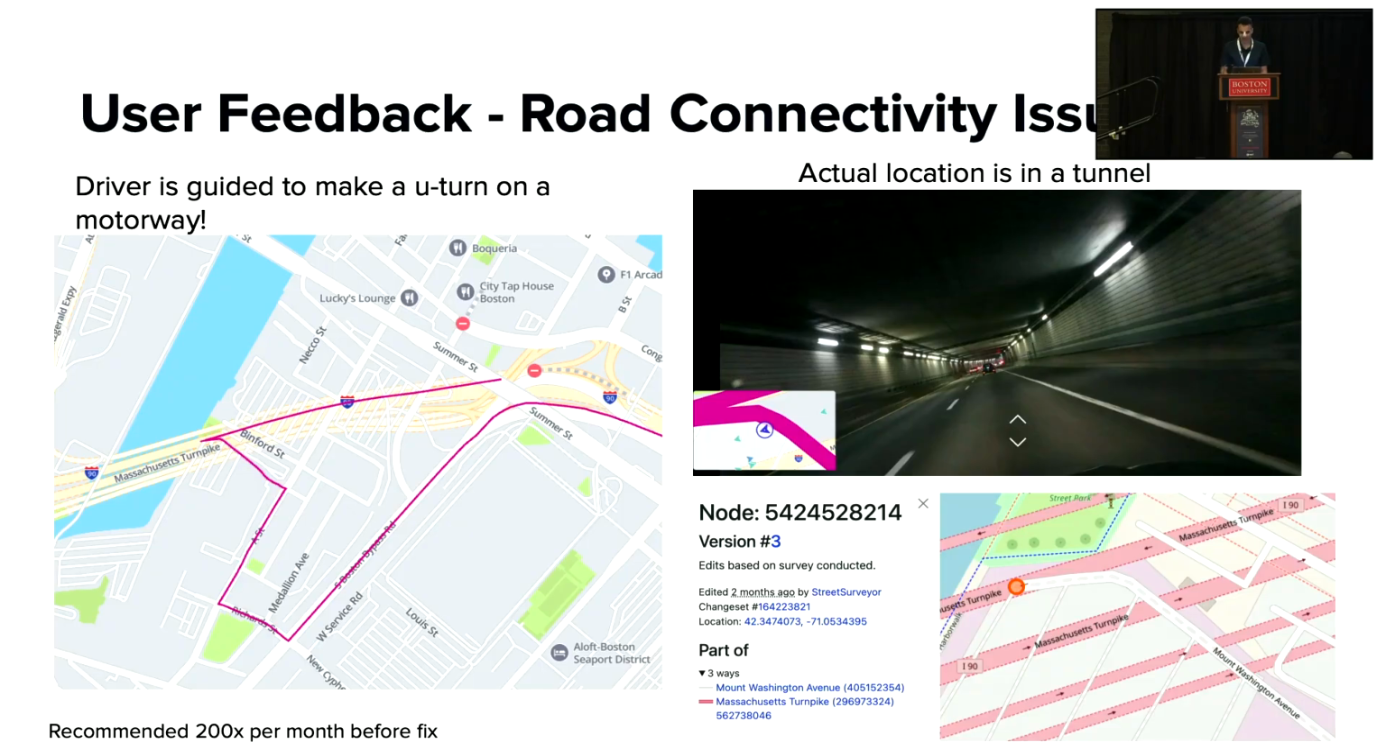The first is a case of a road connectivity issue in Boston. So here we recommend a U-turn on a motorway. The driver is located in a tunnel, and actually on the bottom right you can see that the tunnel is connected to a surface level road, and we recommend the driver to make a U-turn, which isn't even possible. That was recommended 200 times per month before we made the fix.